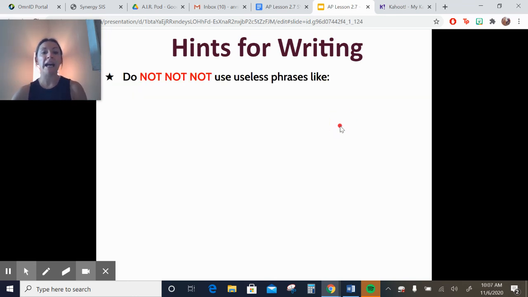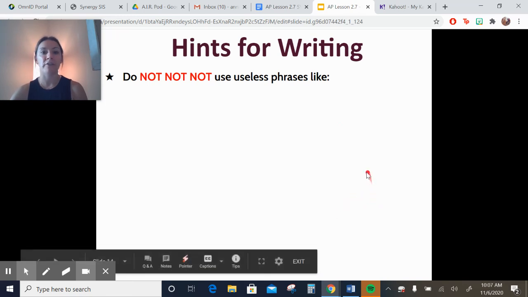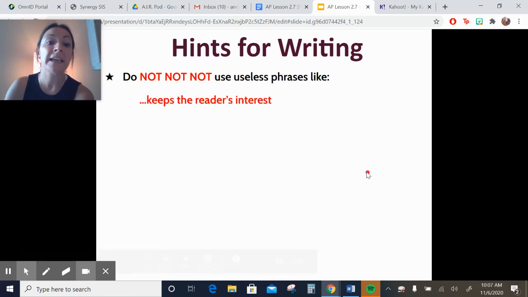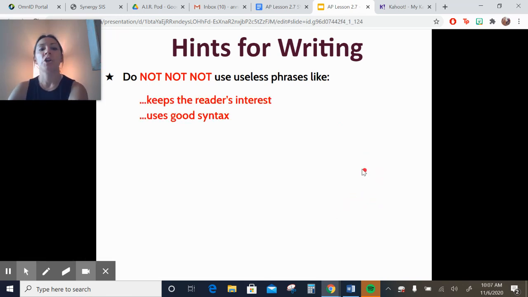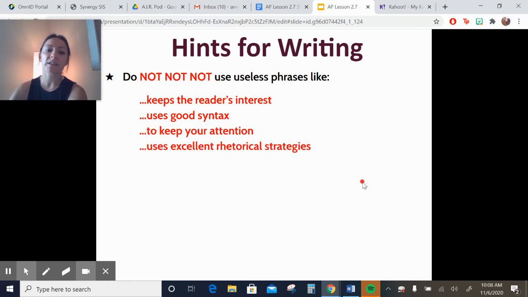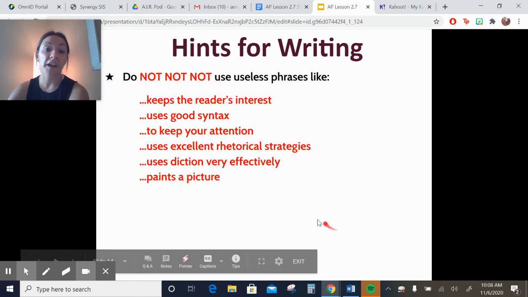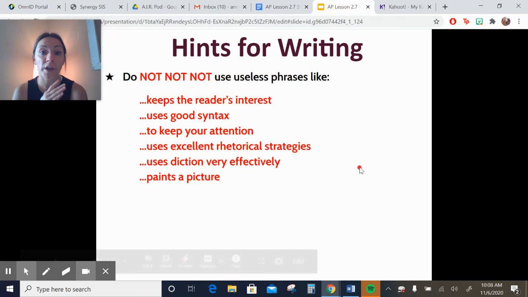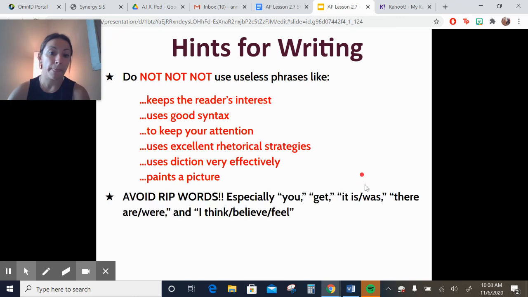Do not ever use useless phrases like "keeps the reader's interest," "uses good syntax," "to keep your attention," "uses excellent rhetorical strategies," "uses diction very effectively," or "paints a picture." Okay, these are all phrases I've seen in the last 5 years, and they are no good. Avoid these phrases in your own writing.